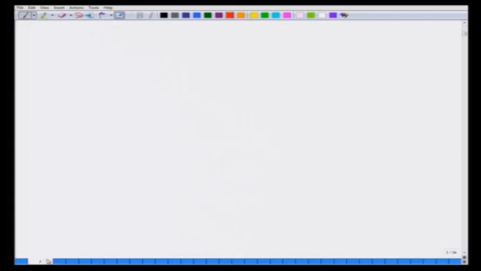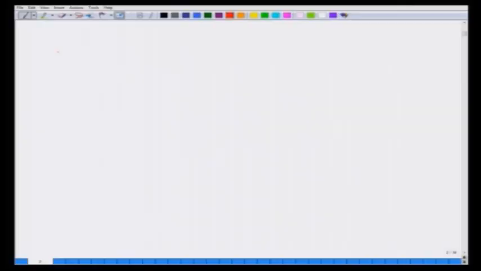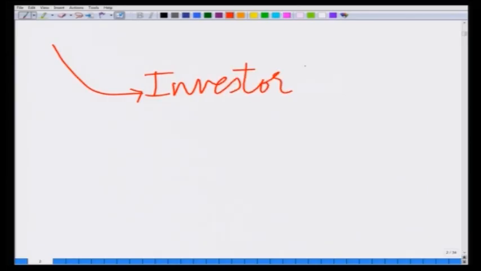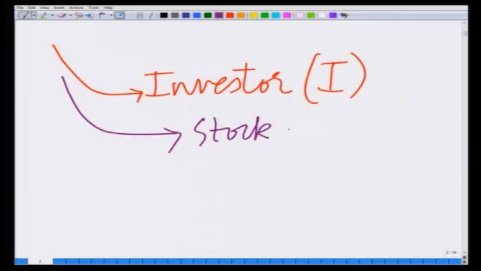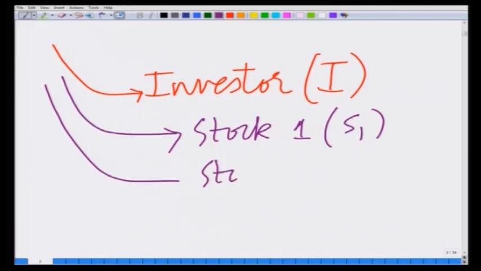We can think, and this is an interesting game, it is not readily going to be obvious as to who the players are. Well, one of the players is of course going to be the investor, I, and he has two options, either to invest in stock 1, let us denote this by S1, or he can invest in stock 2, S2. So, an investor can either invest in stock 1 or stock 2.